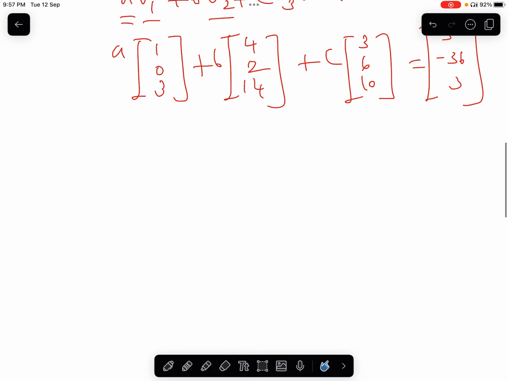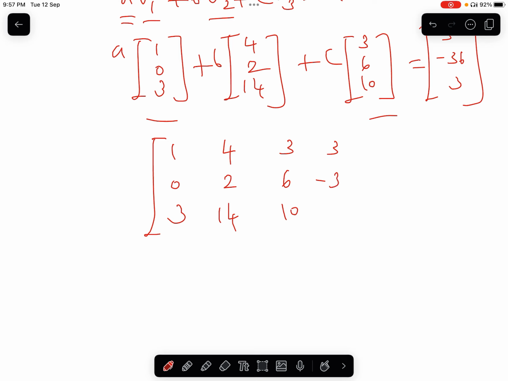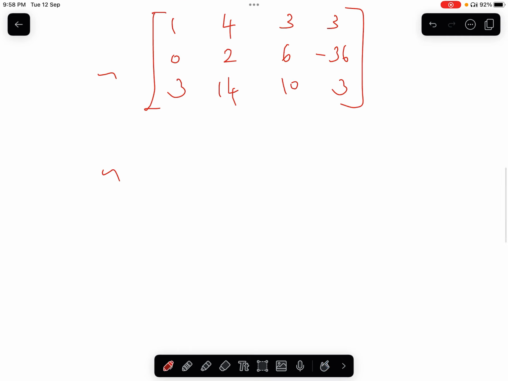Now let us form the augmented matrix. While forming it, write the coordinates alone: 1 0 3, 4 2 14 and 3 6 10, and 3 minus 36 3. Okay, fine. So now we have made the matrix representation. The next step is to reduce it to echelon form.